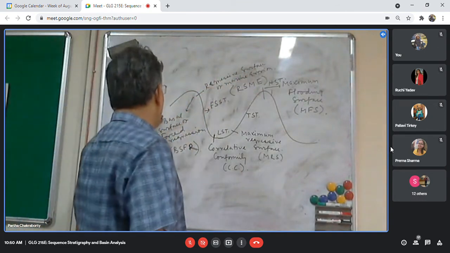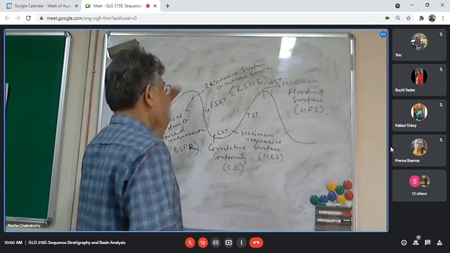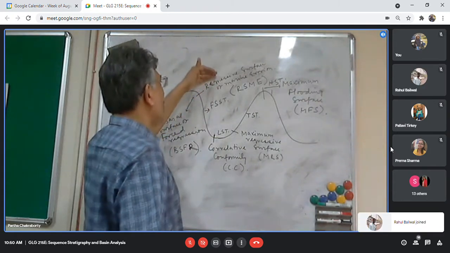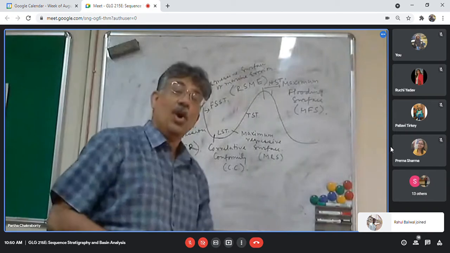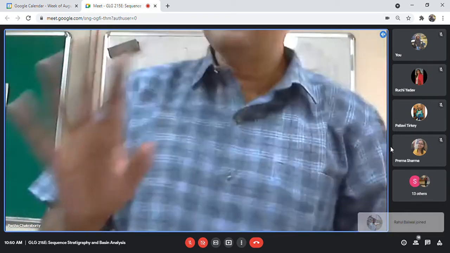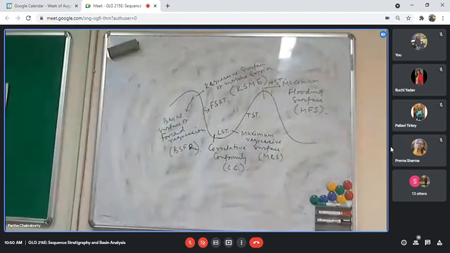It is also called the basal surface of forced regression, or in the marine system you call it the regressive surface of marine erosion. We will be discussing this in detail: what is its character, how we identify it in the stratigraphic section, how this surface is formed, what is the origin and mechanism of formation of this surface, and how it is recognized in the field. That we will be discussing in detail in the next class, not today.